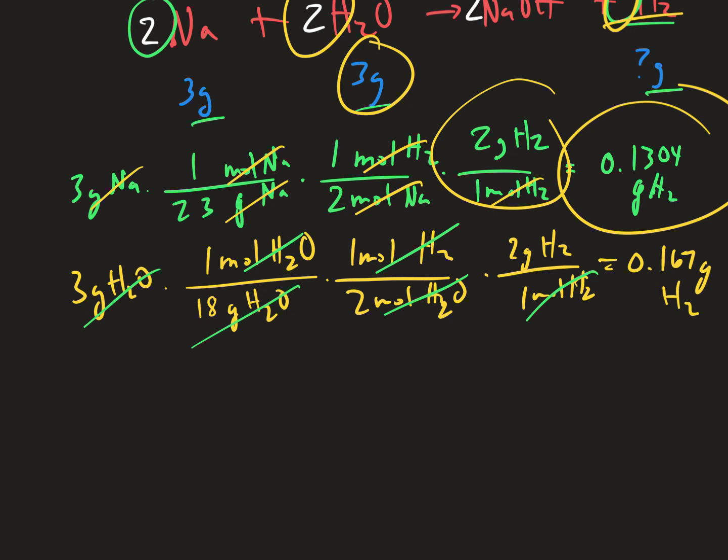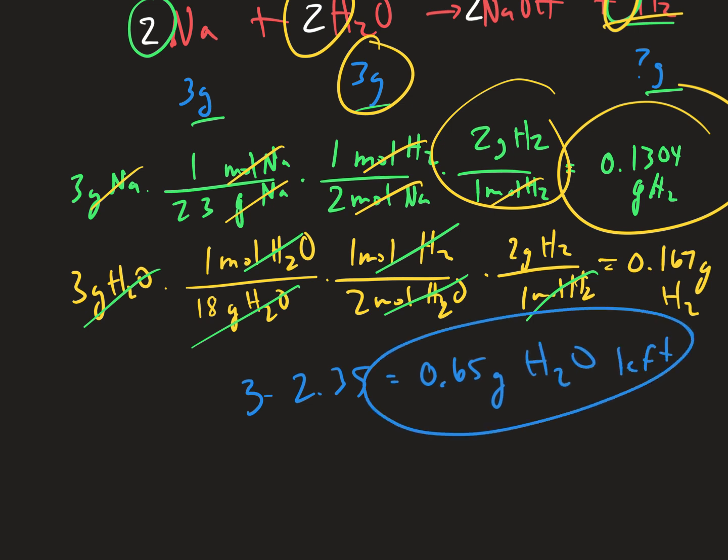It's gone. But it's 3 subtract, what was it? 2.3 something? 2.35? So that's going to be 0.65 grams of water left. Does that make sense, everybody? You're going to have to be able to do all that stuff.